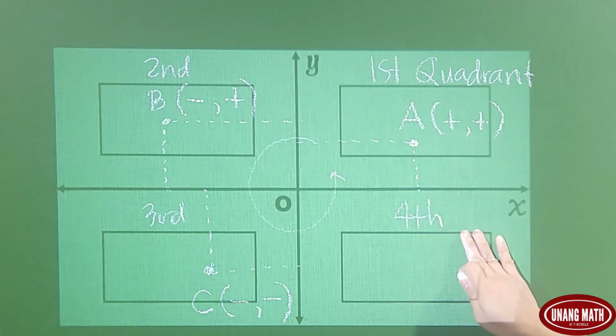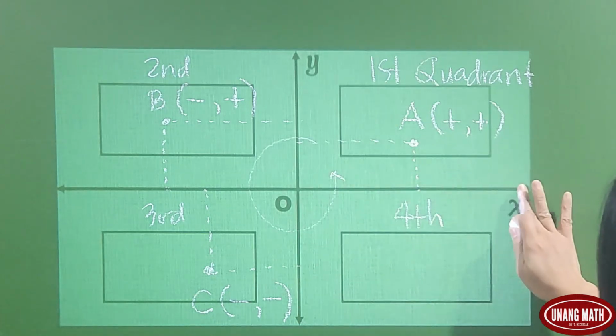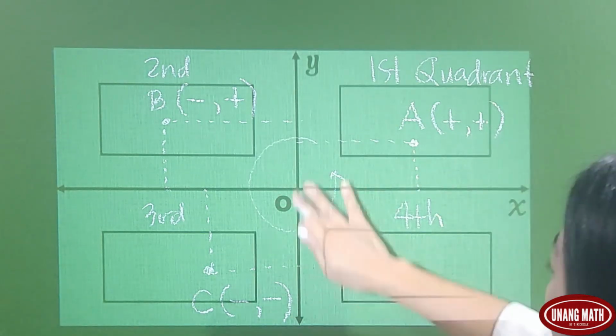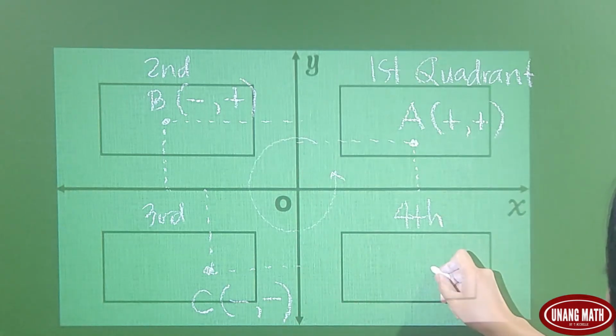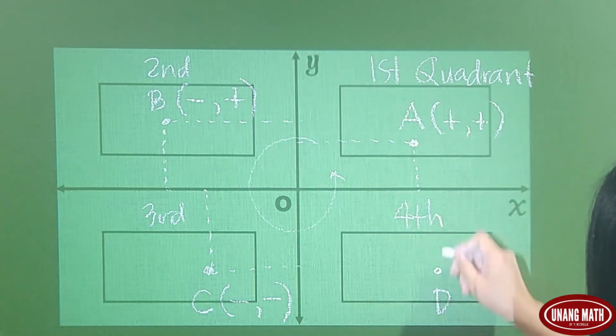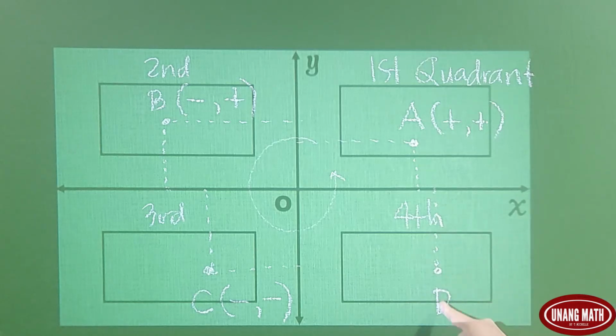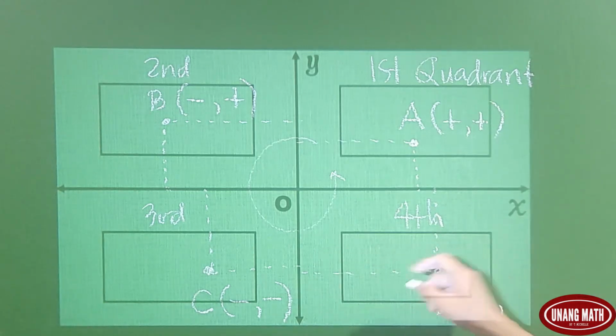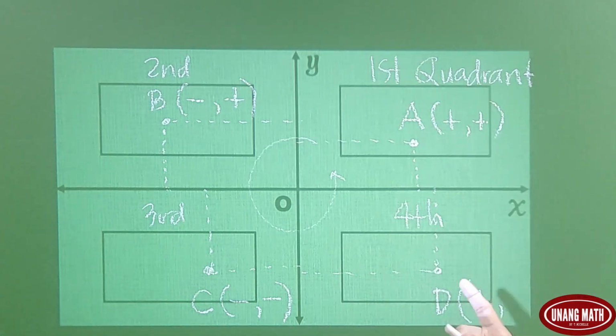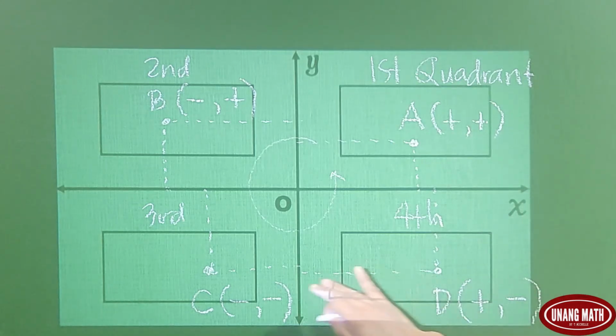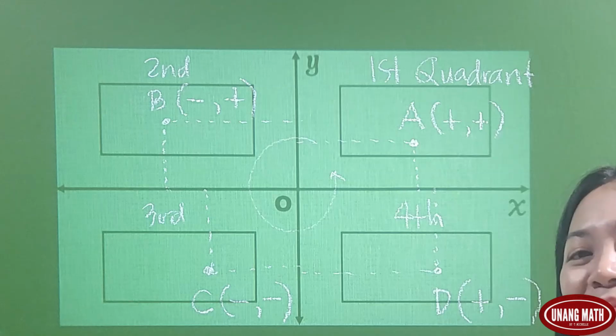Okay, what about the fourth quadrant? All the numbers here are positive. All the numbers here are negative. So let's say this is point T. So it means the x-coordinate is a positive number and the y-coordinate is a negative number. So in the fourth quadrant, the x-coordinate is positive and the y-coordinate is negative.